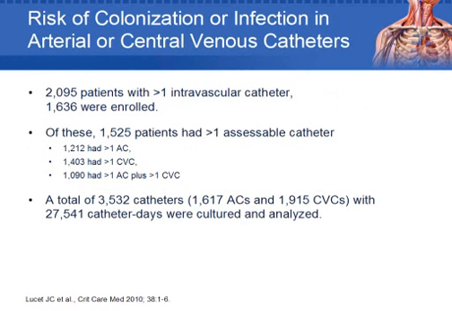They had about 2,100 patients with at least one intravascular catheter. About 1,600 of these patients were enrolled. Of those, about 1,525 had at least one accessible catheter. About 1,200 had an arterial catheter, at least one. 1,400 had at least one central venous catheter, and almost 1,100 patients had both an arterial and a venous catheter. They had a total of 3,532 catheters, almost equally split, 1,617 arterial, 1,915 central venous, giving them 27,541 catheter days, where these catheters were routinely cultured and then the data were analyzed. So this is a fairly robust study.